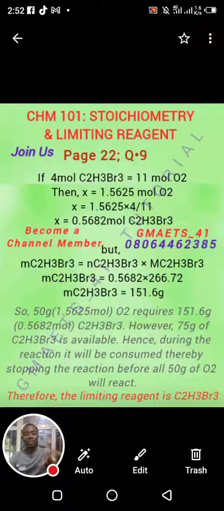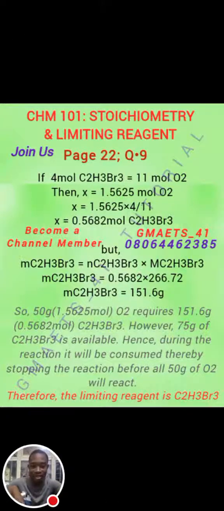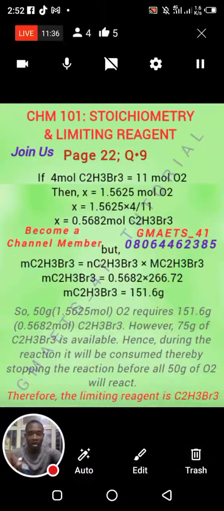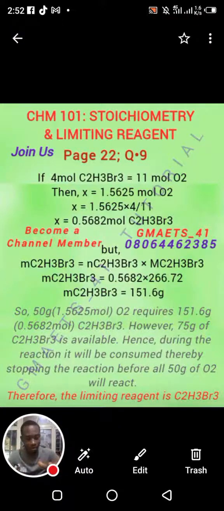So do you see, out of the 151.6 grams, you were given just 75 grams. It means if you start the reaction, once the 75 grams is used up, oh my gosh, something's going to happen. You have 75 available to you. So once that 75 grams is used up in reacting with oxygen, the reaction will stop.